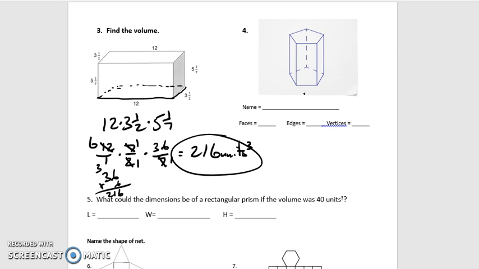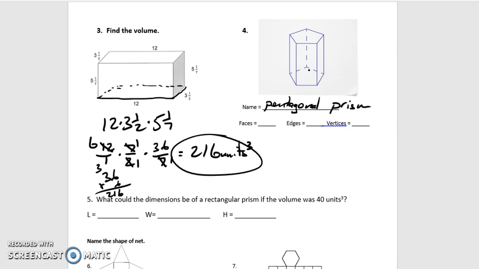All right, question number 4, we're naming it there. The first thing I do notice is wrapping around it are all rectangles, so I know it's a prism. And then what's the shape on the top and the bottom, which is the same? Well, it's a 5-sided shape, so that makes it a pentagon. So it is a pentagonal prism.